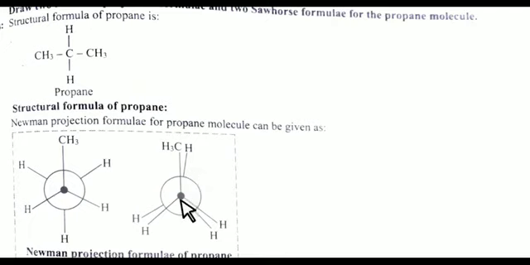See here, this is the front carbon, and these three lines are the bonds of the front carbon. These lines we show at the circumference of the circle are the rear carbon bonds. So the lines from the center of the circle are the front carbon and the bonds of the front carbon, and the lines at the circumference of the circle are the rear carbon and the bonds of the rear carbon.